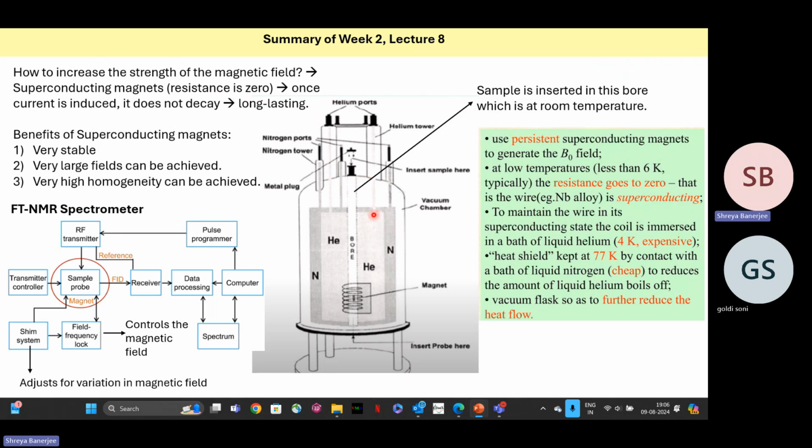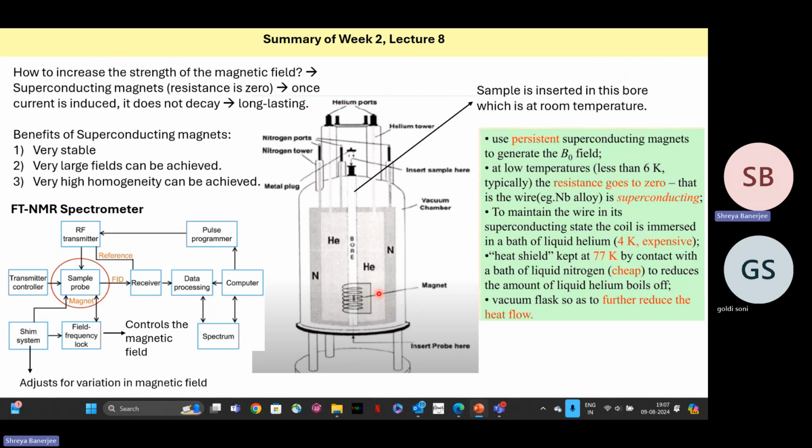Because liquid helium is so expensive, all kinds of measures are taken to prevent it from evaporating. So both the layer of liquid nitrogen and the vacuum layer are basically there to cool down the liquid helium and prevent it from evaporating. You have a board in the middle passing through the electromagnet coil, and this board is where the sample is inserted. It is important to note that this board is at room temperature. So if we are measuring the NMR of the sample at room temperature, it is only the coil around the board which is kept at a low temperature so as to make it superconducting.